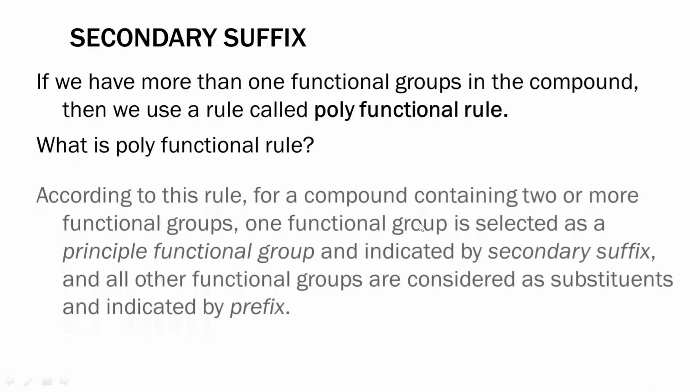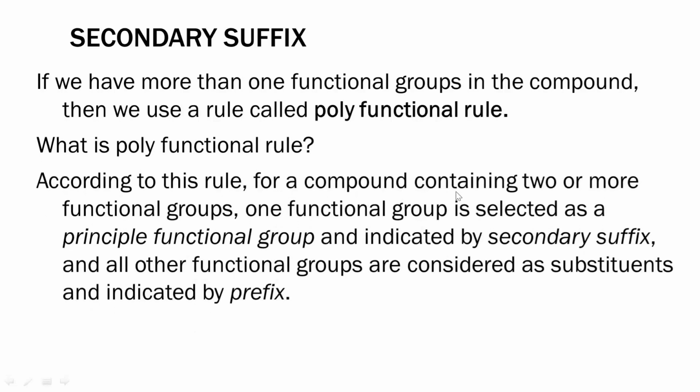The polyfunctional rule says, according to this rule, for a compound containing two or more functional groups, one functional group is selected as a principal functional group and indicated by secondary suffix, and all other functional groups are considered as substituents and indicated by prefix. So only one functional group is considered as the principal functional group and indicated by secondary suffix, and the other functional groups are considered as branches or substituents and indicated by prefix. That means we can write only one secondary suffix for one functional group, and other functional groups should be written in the prefix. All right, that is about the polyfunctional group.